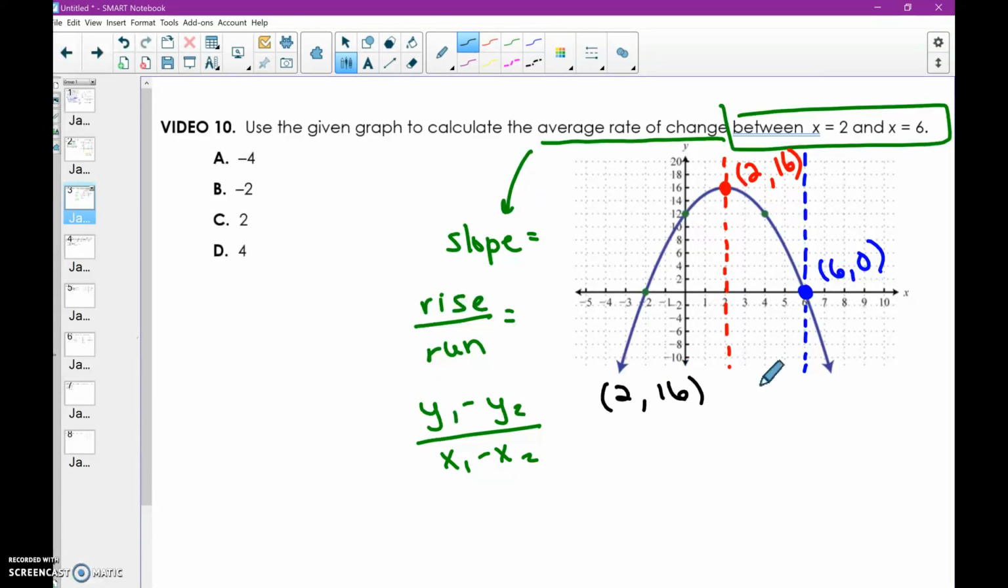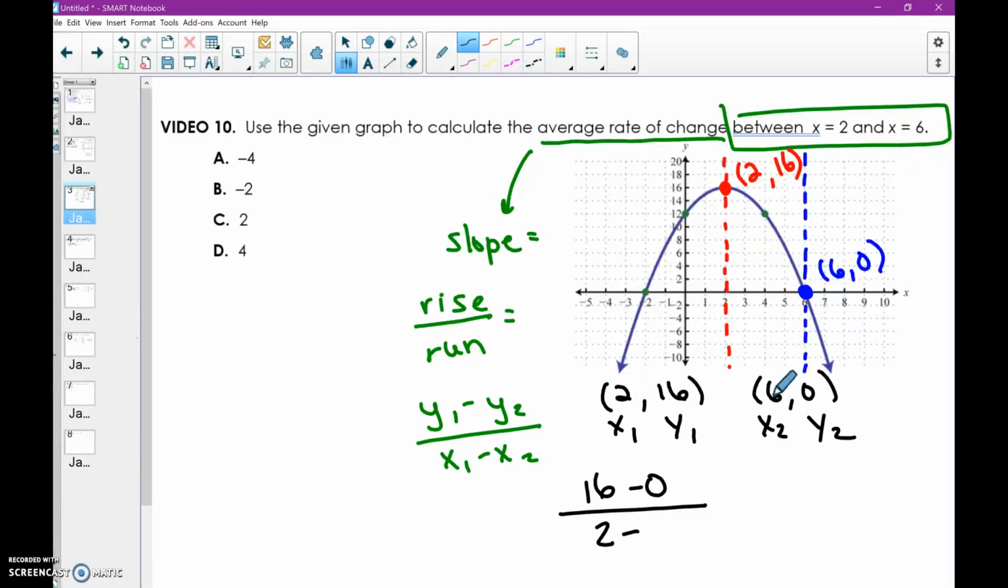I'm going to rewrite them over here so I can assign them x and y things. So x1, y1, x2, y2. And then it's just a matter of plugging it in. So y1 is 16 minus y2, which is 0. x1 is 2 minus x2, which is 6. 16 minus 0 is 16. 2 minus 6 is negative 4.